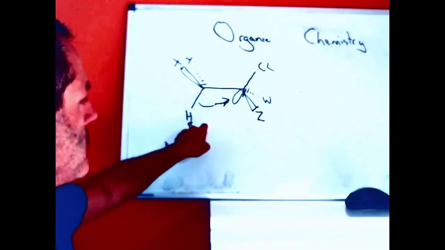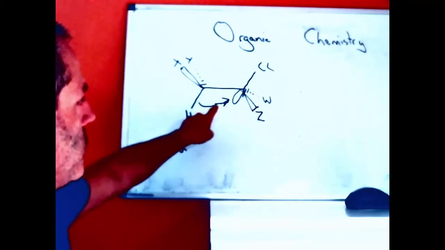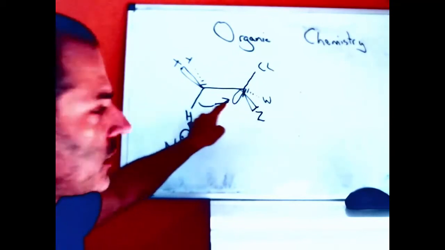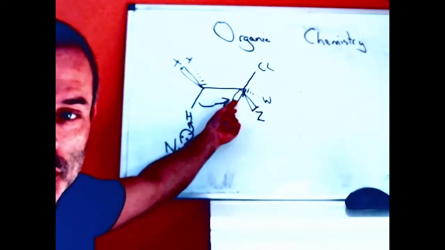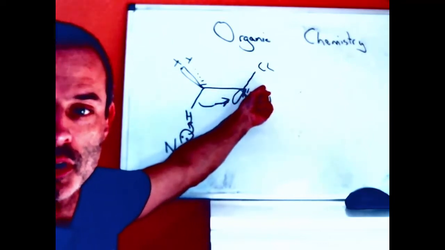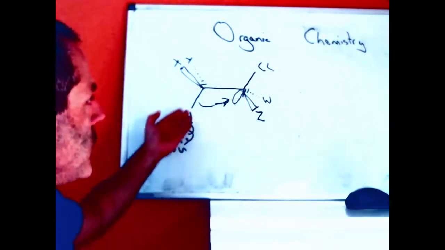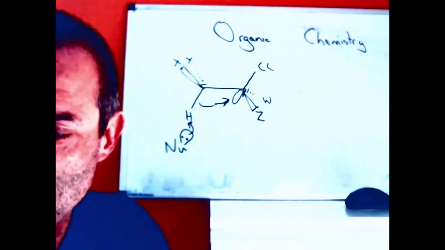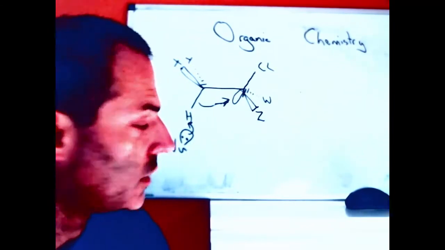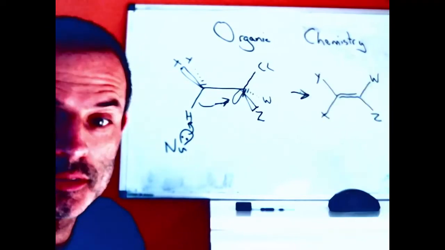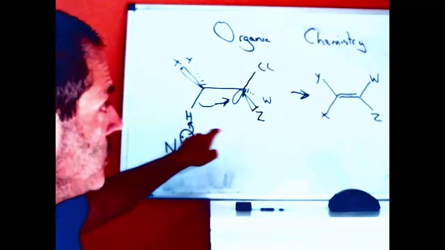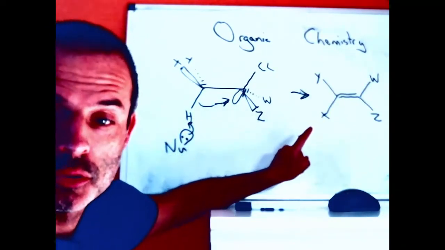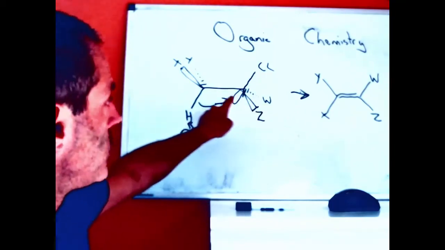And we can see a similar attack, that electrons are going into the antibonding orbital of the chlorine in this case, and we have a concerted single transition state. Resolving that, we can see we get a double bond, and we also see an interesting thing, that we only get one product.